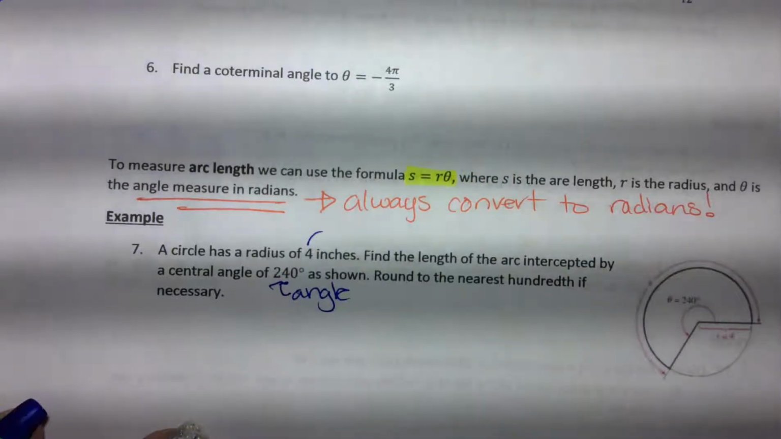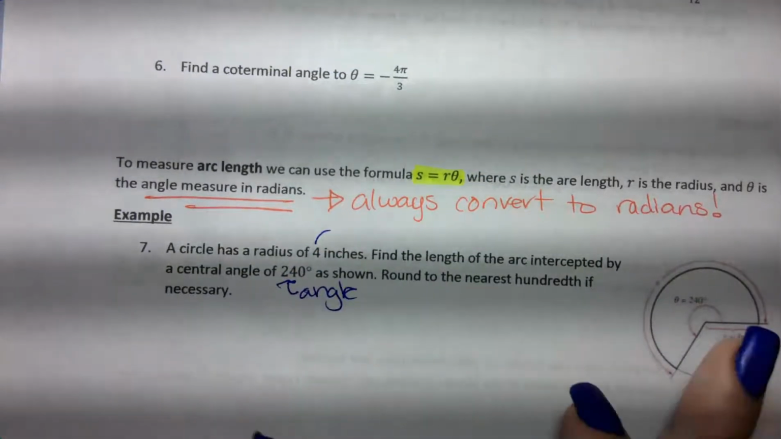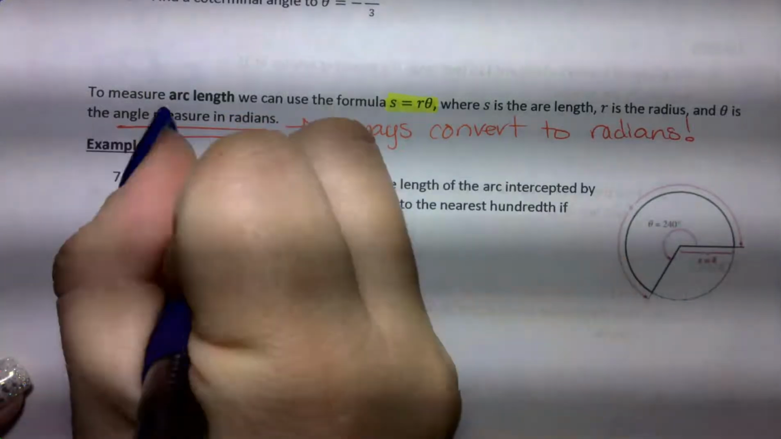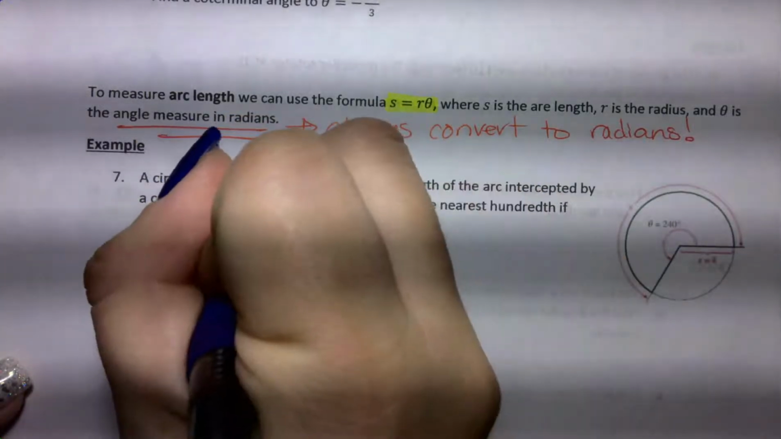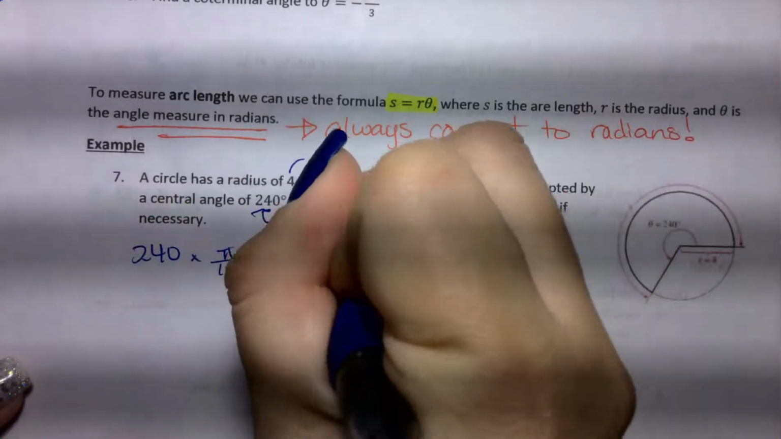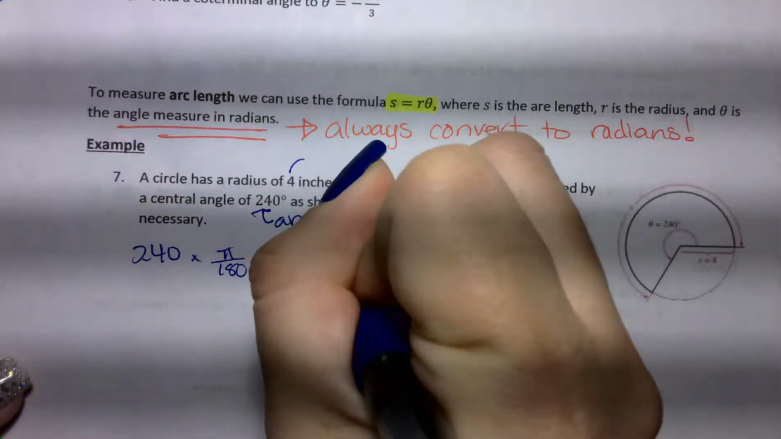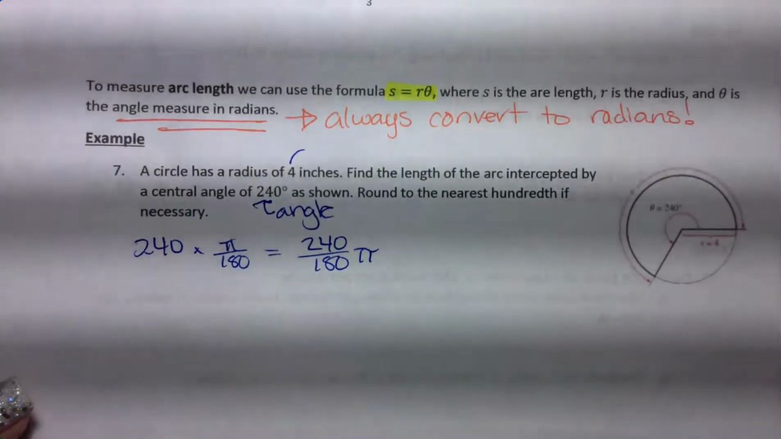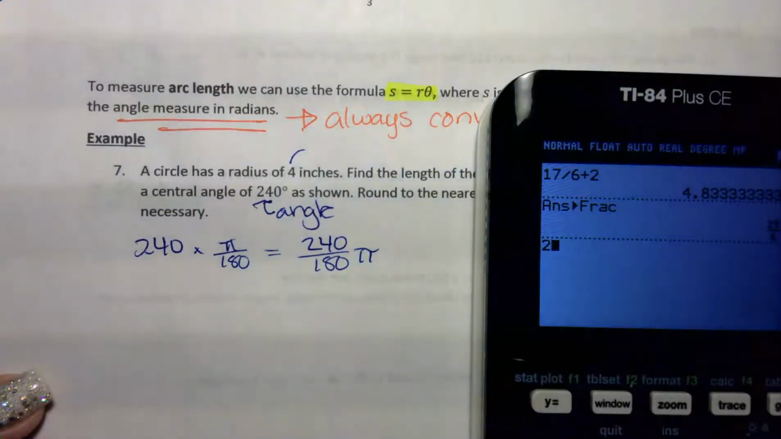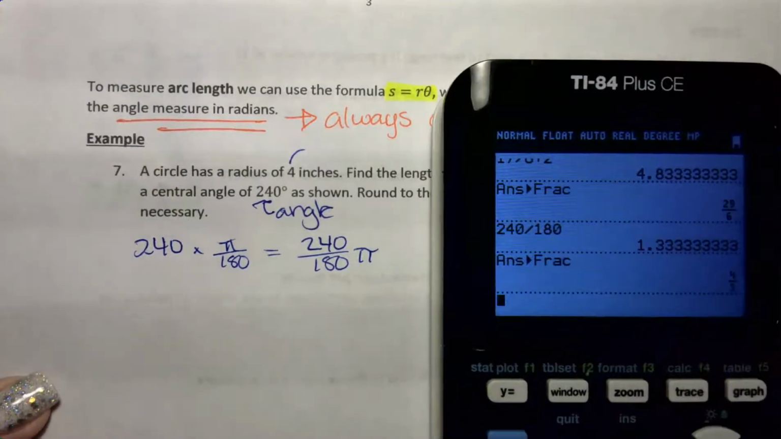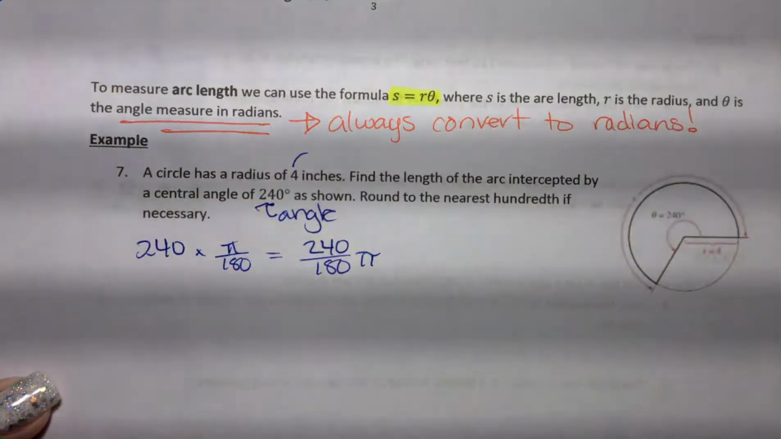So my radius here is 4, and my angle is 240, but that is not in radians. So the first thing I want to do is convert 240 degrees into radians. So I'm going to take 240. Remember my conversion factor from yesterday is pi over 180. So I could rewrite this as 240 over 180 times pi. Then I'm going to take the fraction that is out front and simplify that on my calculator. So 240 divided by 180. Then if I go math fraction, it gives me 4/3. So I have 4/3 pi.